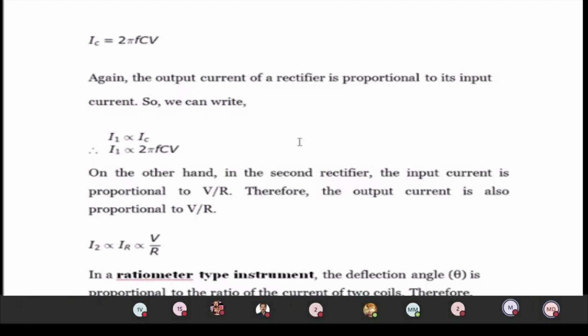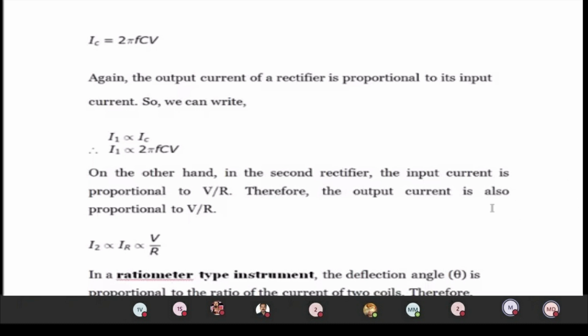Similarly, for rectifier circuit 2, the second bridge rectifier, the input current is taken as IR. As per Ohm's law, V is equal to IR. From that we can calculate I is equal to V by R. Therefore, the output current is also proportional to V by R. With this conclusion, we can directly write the equation: I2 is proportional to IR, proportional to V by R.